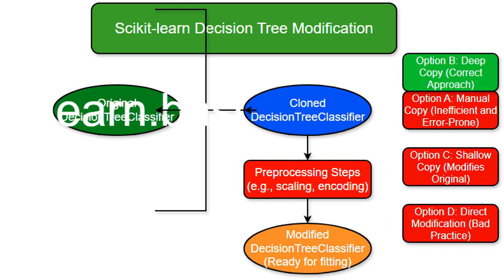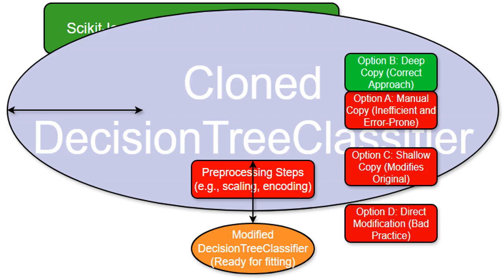This is a scikit-learn function. I'll use it to make a perfect copy of my original decision tree. Think of it like making a photocopy. The copy is exactly the same as the original, but if I change the copy, the original stays the same. This is the perfect copy that I made using sklearn.base.clone. I can now safely change this copy without affecting the original.